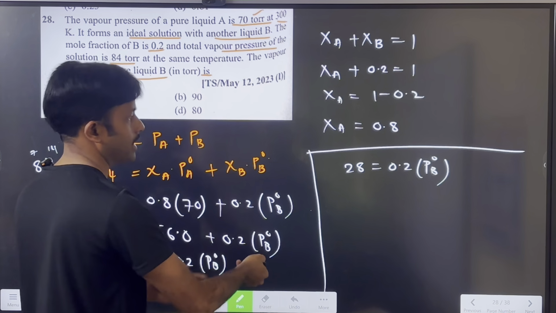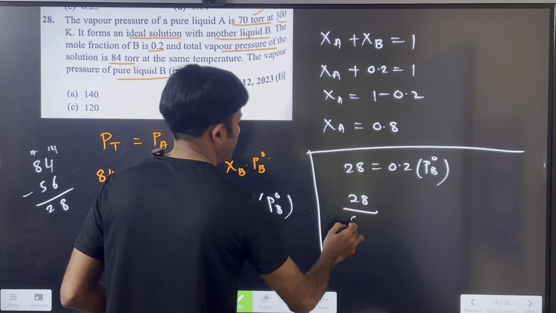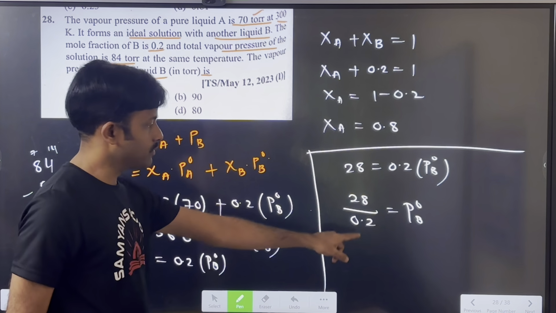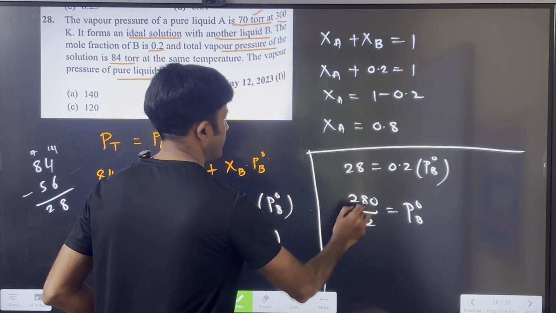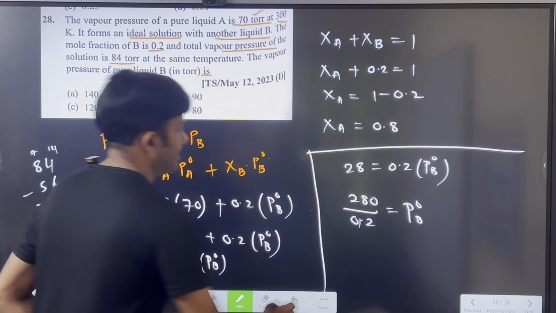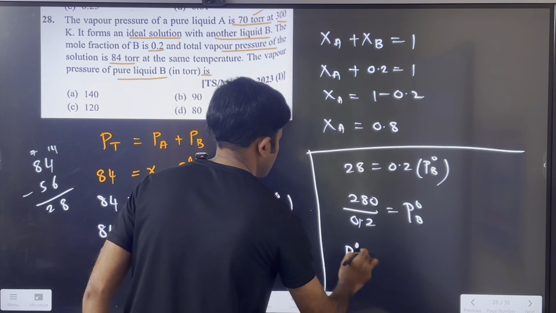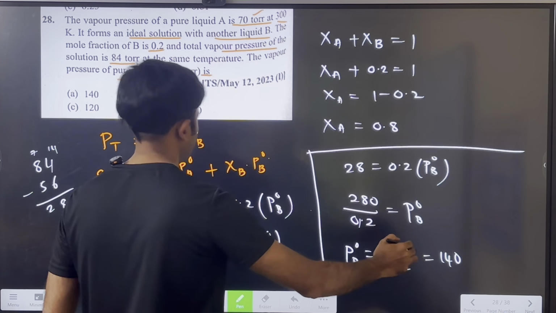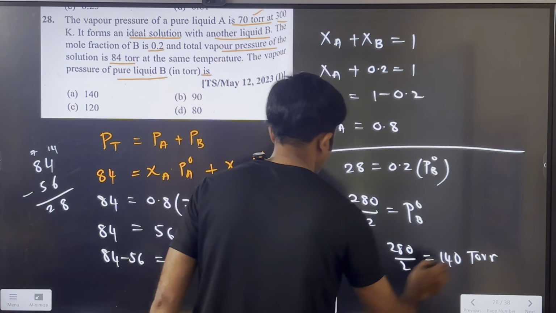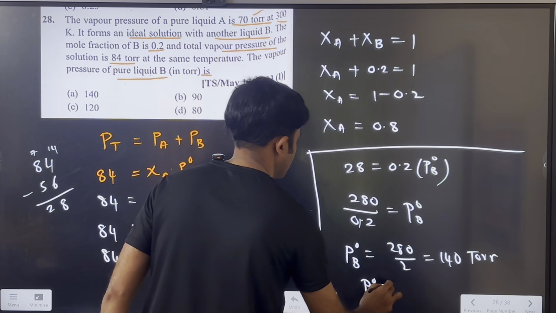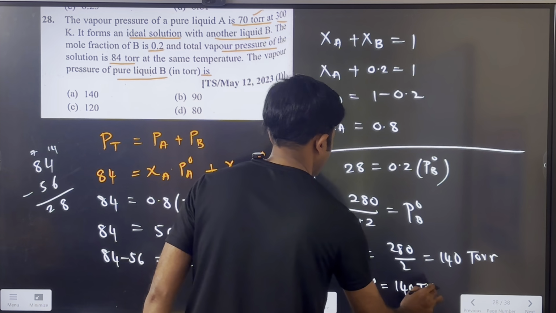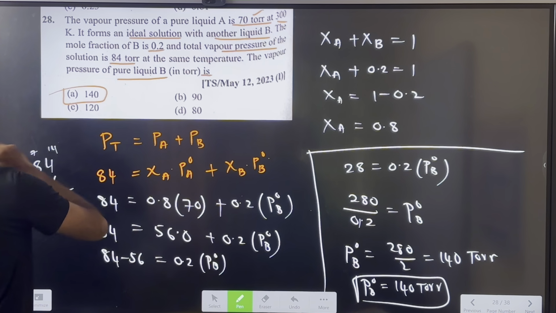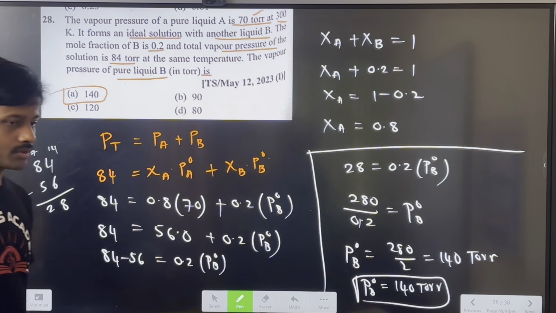So into 0.2, when you take it to this side, it becomes divided by 0.2. This is the vapor pressure of pure liquid B. When you remove the decimal point, just put a 0 here, so that is 280 by 2. What is the value of 280 by 2? It is equal to 140 torr. So which option is matching your answer? Option A is matching. The answer is 140 torr, and this is your answer. Okay, move on to the next question.